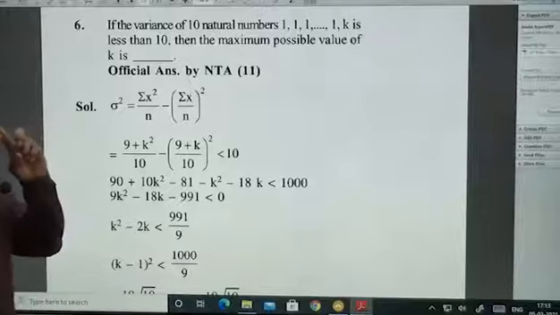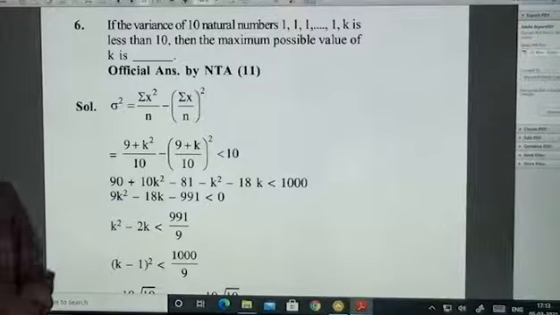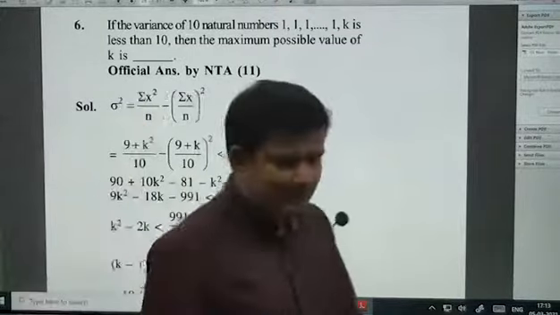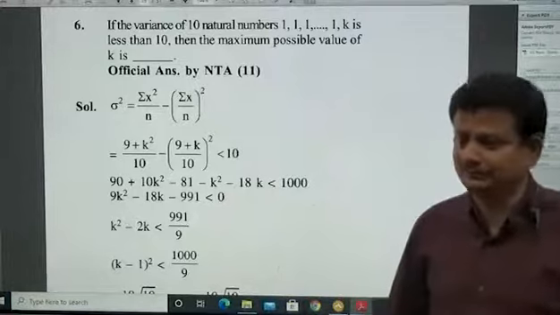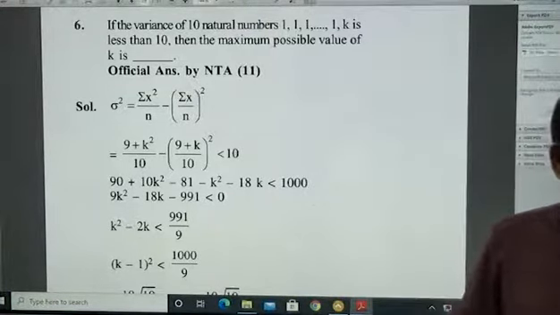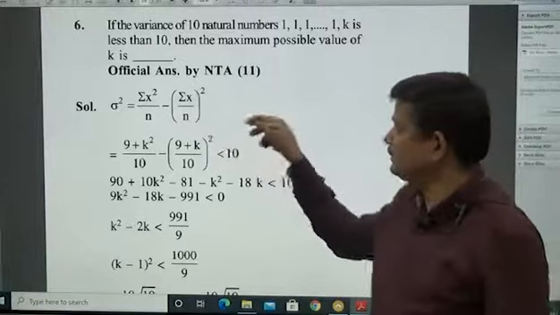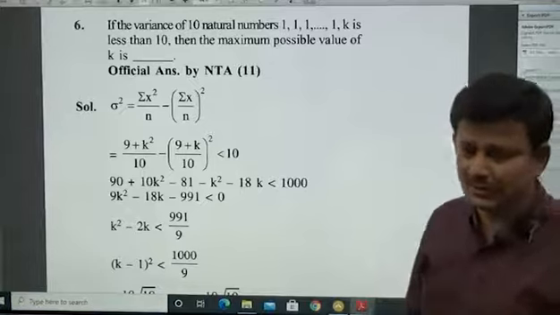Variance of 10 natural numbers is less than 10. Then the maximum possible value of k is. So variance, how will you calculate? Mean of squares minus square of mean. That is the best way. Try to calculate variance this way instead of using all other formulae.